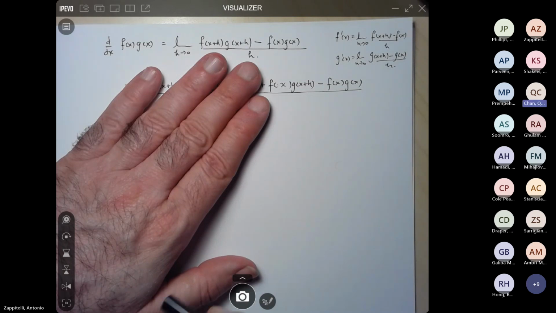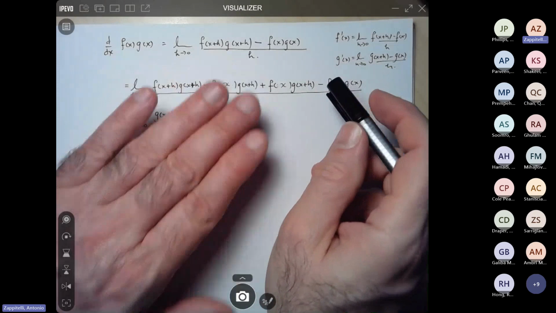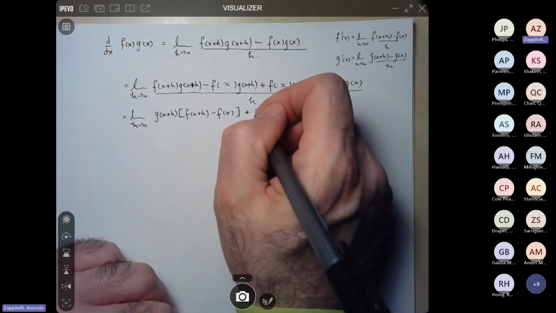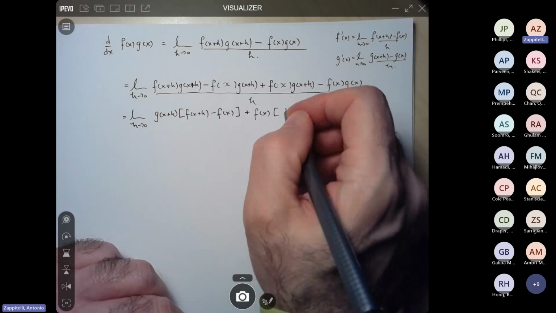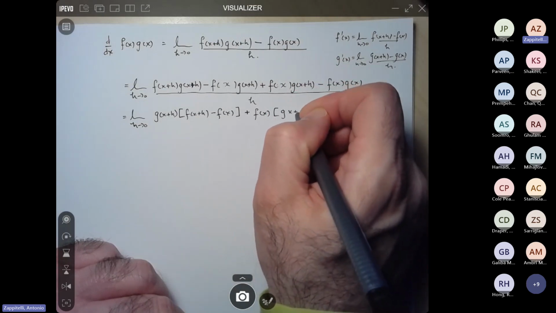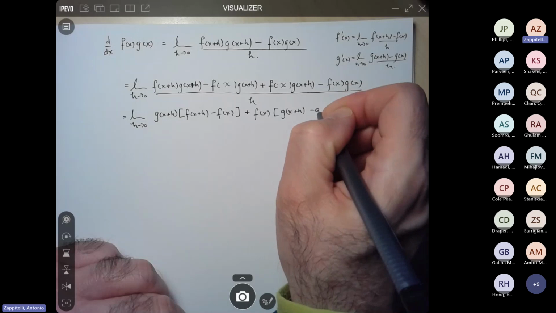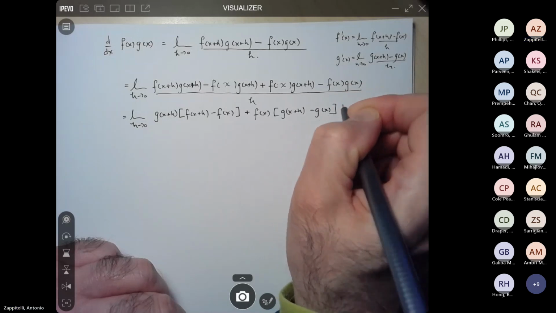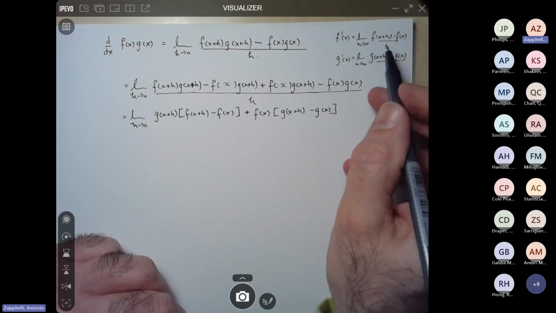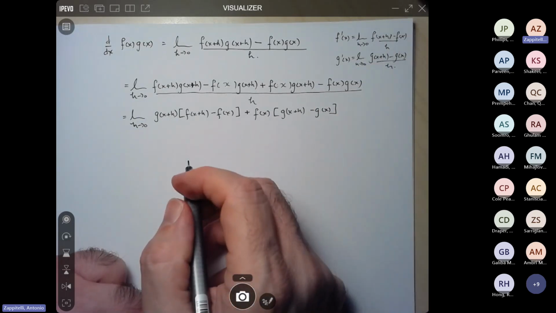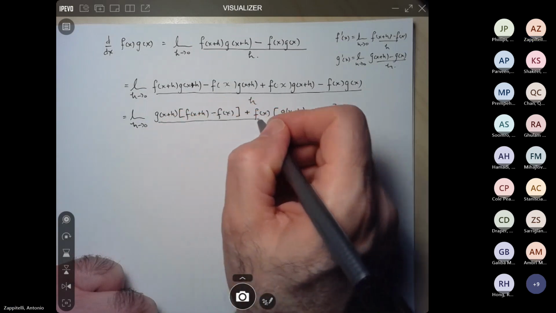Factor out f of x. We can factor out an f at x. But not only can we factor out an f at x, look what's left in the bracket: g at x plus h minus g of x. Exactly the expression that one finds in the derivative of g formula. Okay?